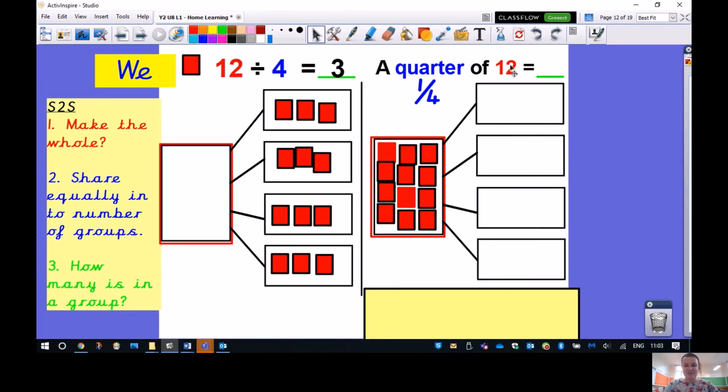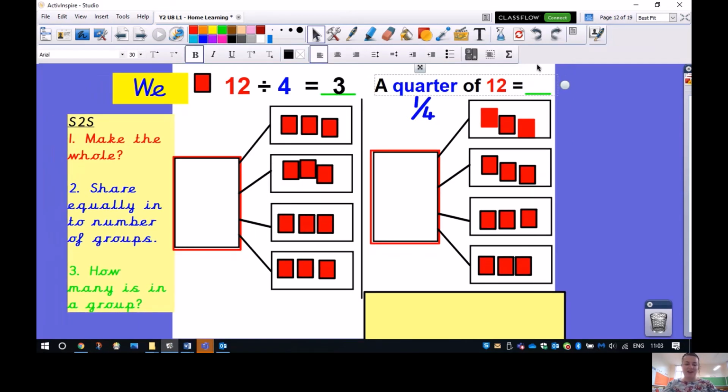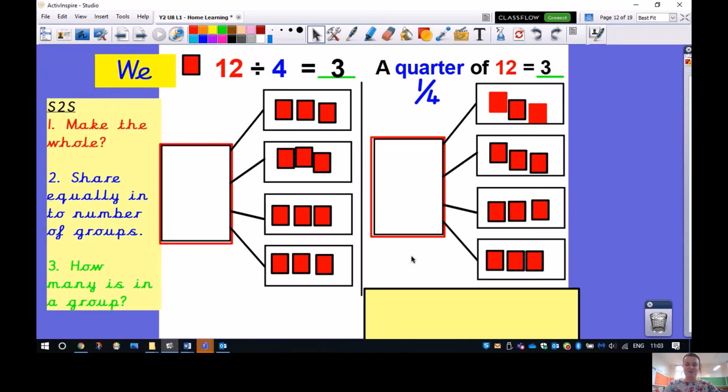Again, this time a quarter of 12. I've already made the whole and I'm going to share it out into my 4 groups because I'm finding 1 quarter. 1, 1, 1, 1, 2, 2, 2, 2, 3, 3, 3, 3. I've equally shared them out into the 4 groups, and each group has 3. A quarter of 12 is 3.